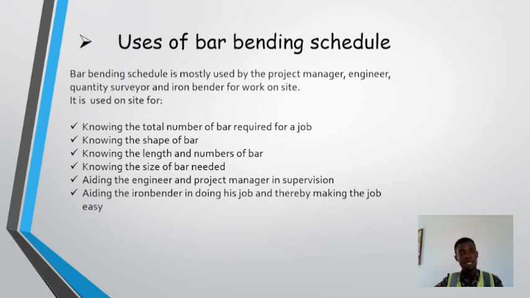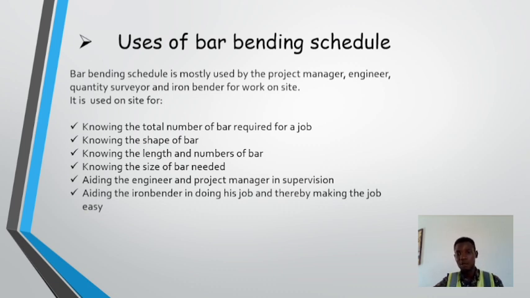So I have it here that a bar bending schedule is mostly used by the project engineer, the engineer, quantity surveyor, and iron bender for work on site. So these people use this bar bending schedule. The project manager just uses it to monitor the job that has been done. Most of the project manager's function is to manage the project.